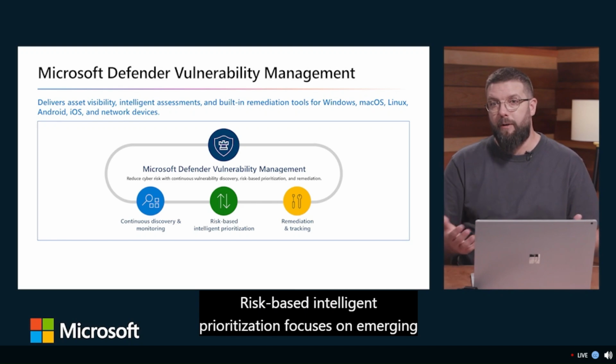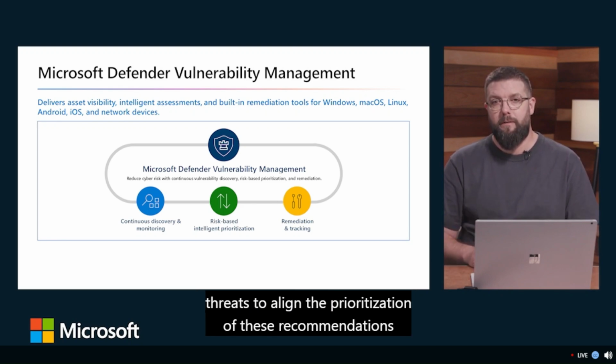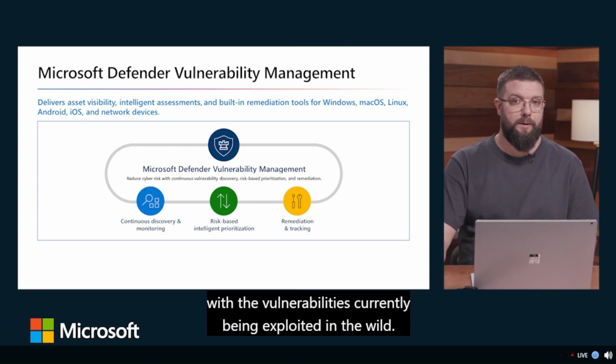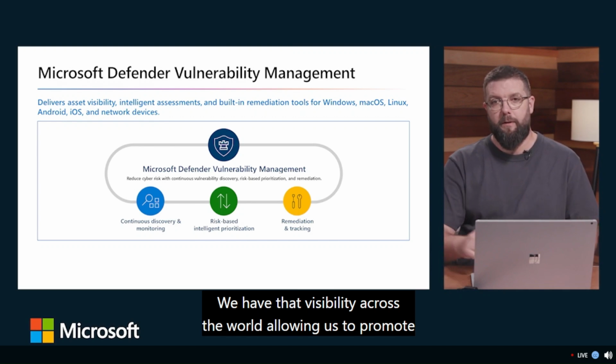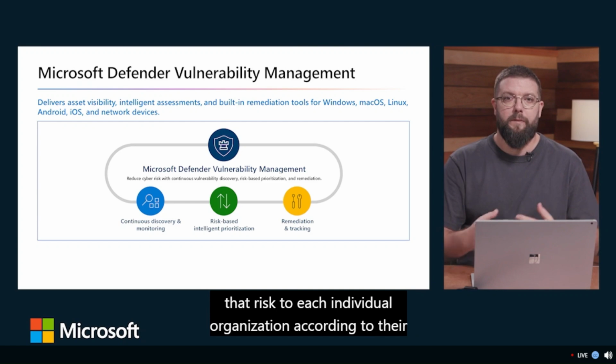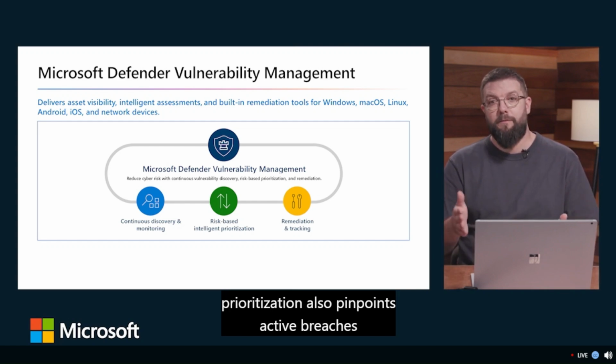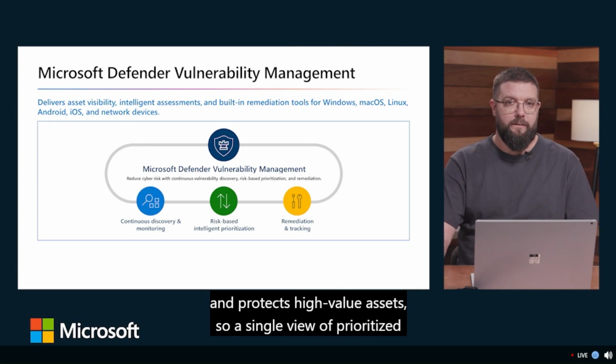Risk-based intelligent prioritization focuses on emerging threats to align the prioritization of these recommendations with the vulnerabilities currently being exploited in the wild. So we have that visibility across the world, allowing us to promote that risk to each individual organization according to their actual configurations. So that risk-based intelligent prioritization also pinpoints active breaches and protects high-value assets.